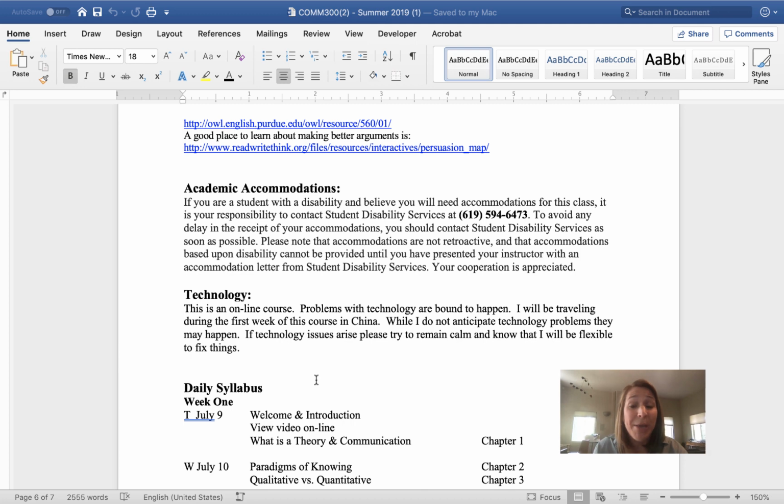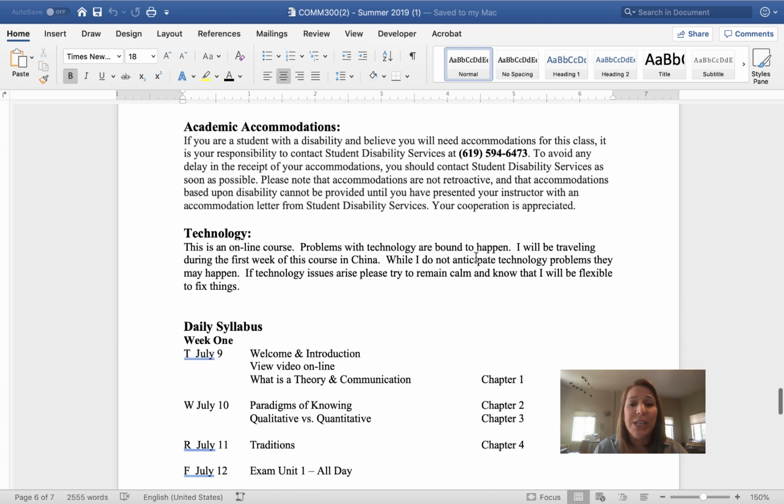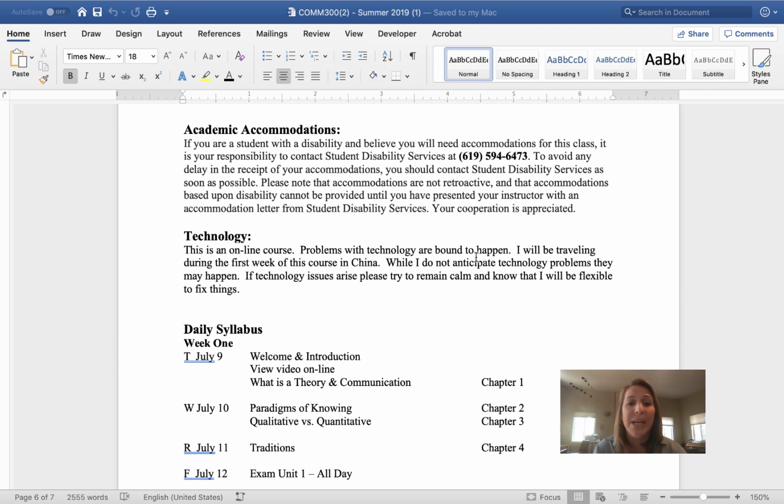Certainly you will be turning those in through software called Turnitin, and that will be checking for plagiarism. You do need to tell me about academic accommodations, especially when it comes to the tests, and show me the actual paperwork if you have those academic accommodations so that I can help you with testing.